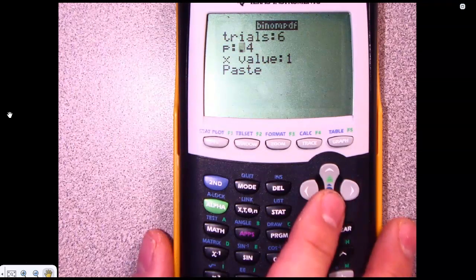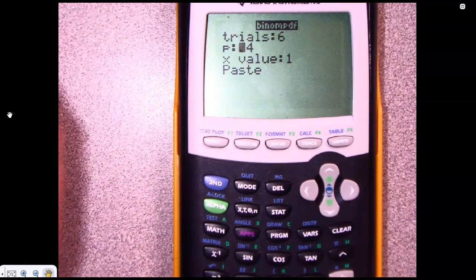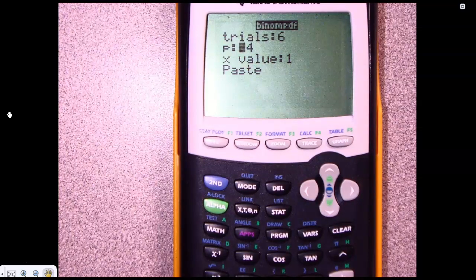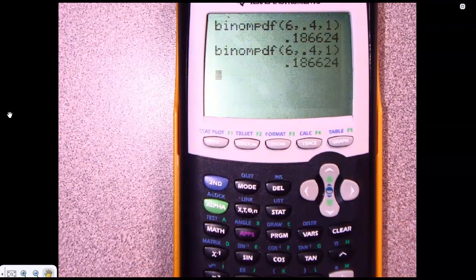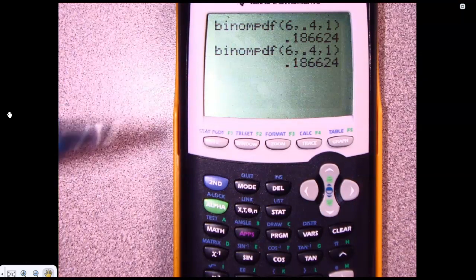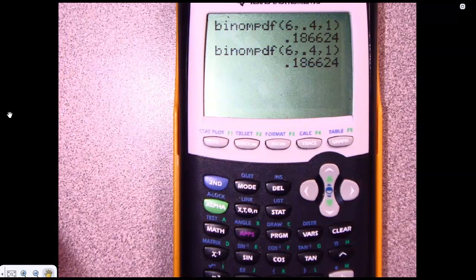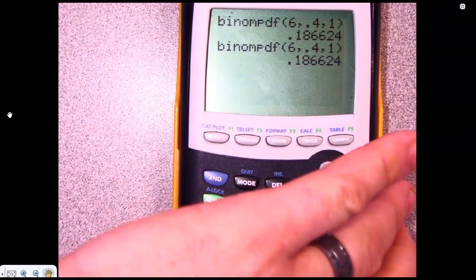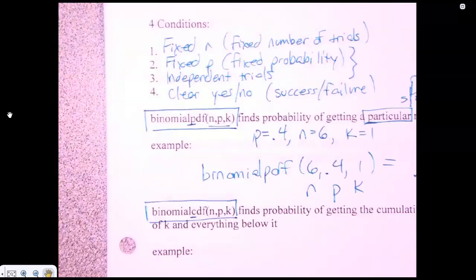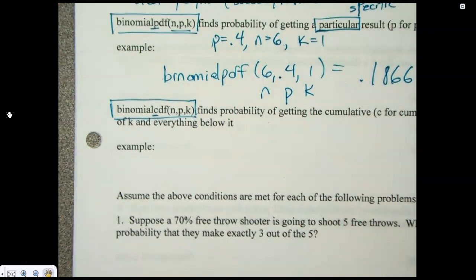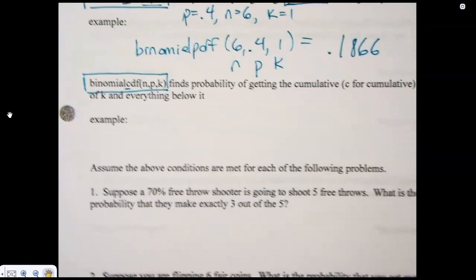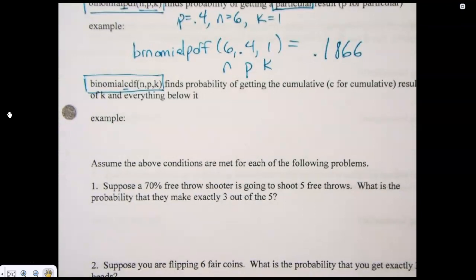6 trials. You can't have 0.6 trials, right? So it's 6 trials. 0.4 is your probability, and then 1. You're just looking for 1 success. So how many got that? Are we good?